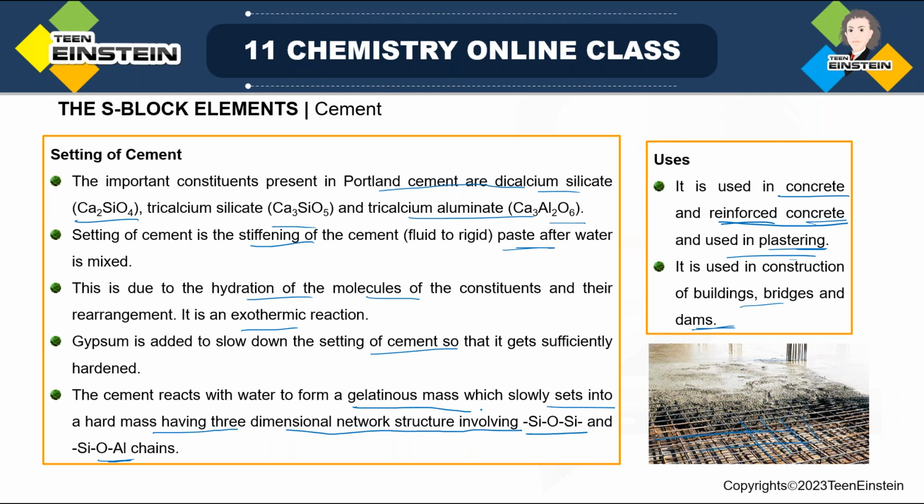If you do not use gypsum, it will be so hard that we will not get enough time to spread this cement over these rods. So that is why gypsum is required, so that it actually takes some time to become hard. Otherwise, if you add water and then suddenly it becomes hard, it will be difficult to maintain all this process. So that is why gypsum is added to make this process slow.